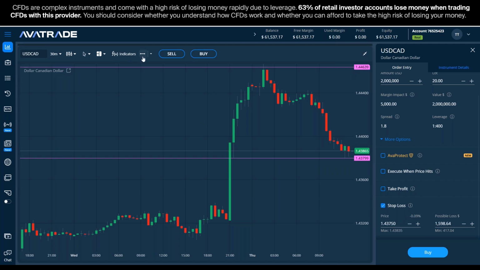I'll draw another line to represent that. 143.75 is right about there. Okay, so I'm below the support level with my stop loss. It'll have to break the support for me to lose. And I'll risk the amount that I'm comfortable with in a second. We'll adjust the trade size.